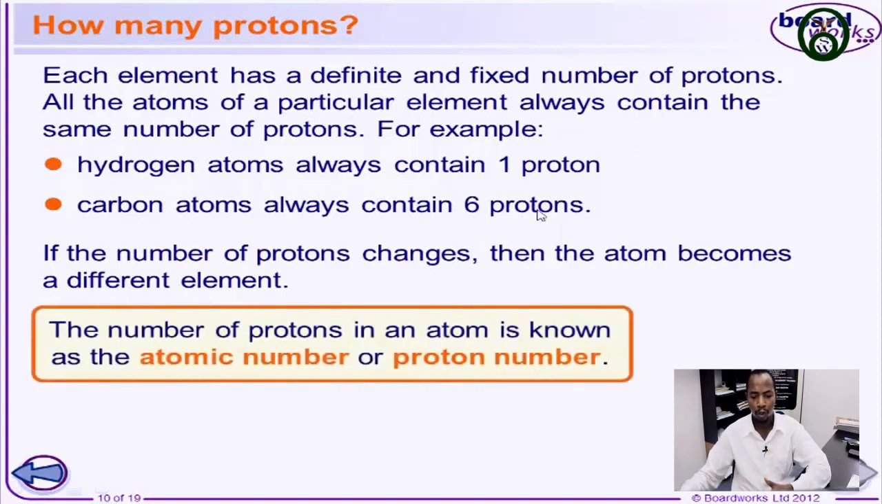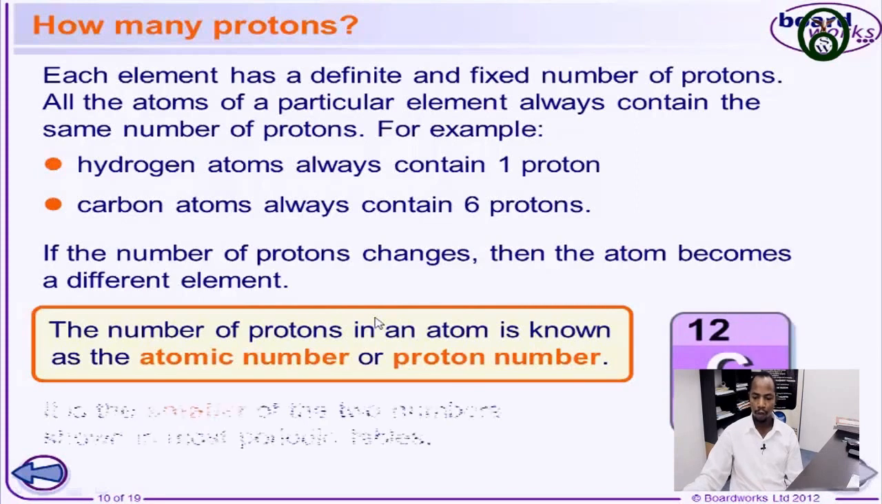Now, the number of protons in an atom is known as the atomic number or the proton number. The number of protons in an atom, found in the nucleus of an atom, is known as the atomic number. So if we ask you to define the atomic number, you simply tell us it is the number of protons that are found in the nucleus of the atom.